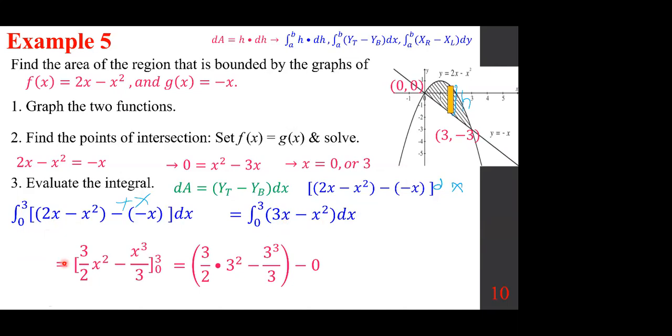Believe it or not, this becomes 27/2. This becomes 27/3. So 27/2 minus 27/3. And you do this simplification. So 9/2. Again, you can always double check on that.